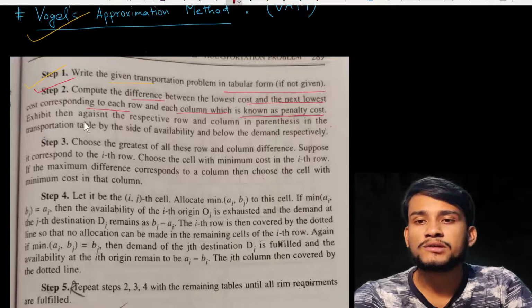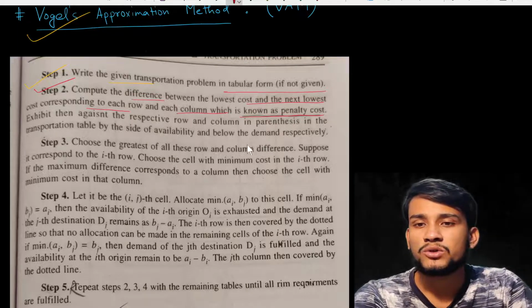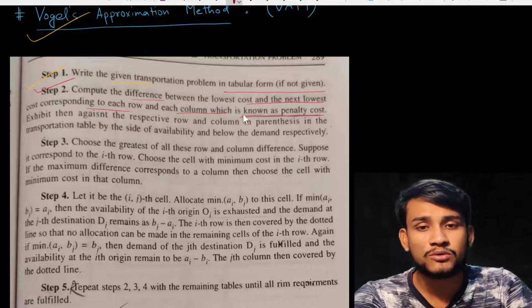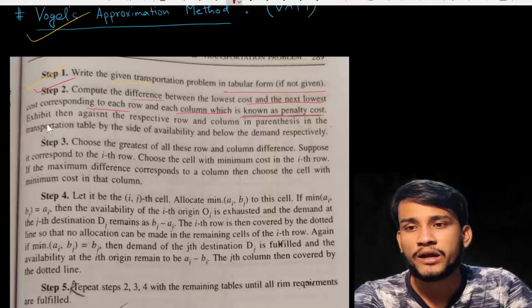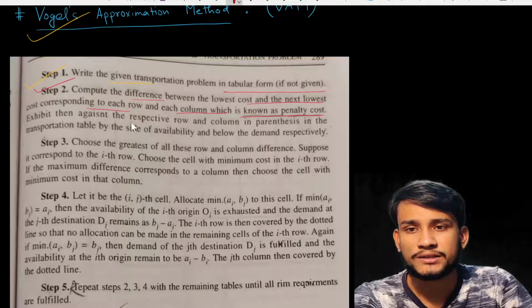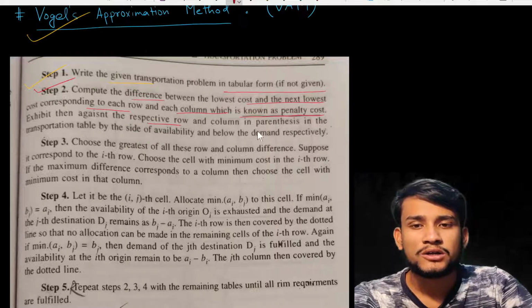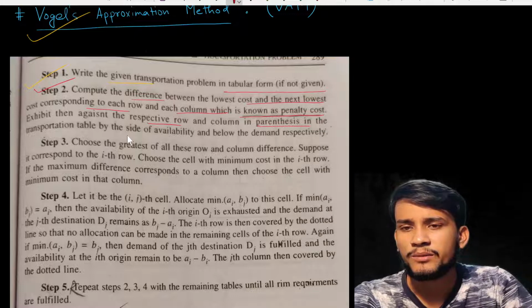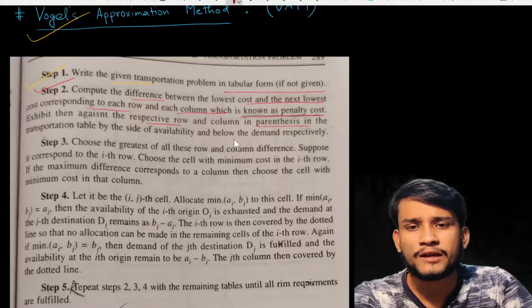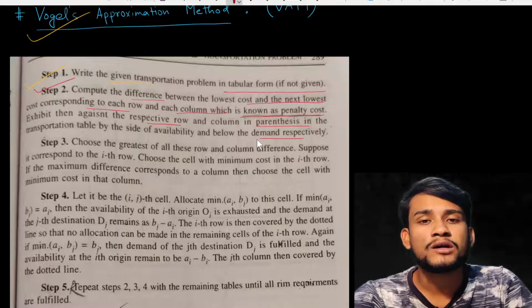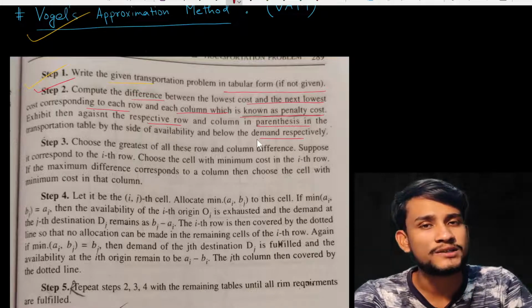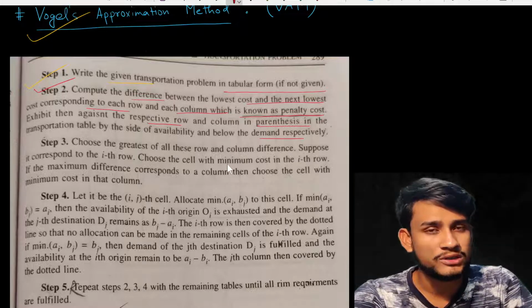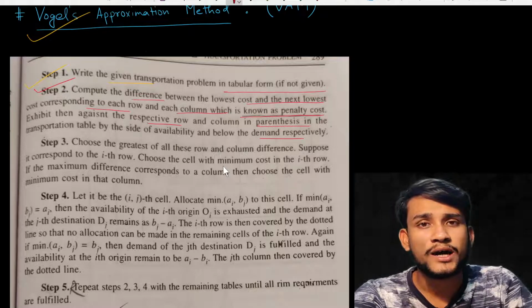Okay, so क्या करना होगा, फर्स्ट टेबुलर फॉर्म में लिखना होगा, देन जो रोज और कॉलम्स हैं उसमें से लोएस्ट कॉस्ट को फाइंड करना होगा एंड सेकेंड लोएस्ट कॉस्ट को फाइंड करना होगा. ओके, and exhibit the next against the respective rows and columns, okay, parentheses in the transportation table by the side of availability and below the demand respectively. दैट मीन्स क्या होगा, ऑल जो कॉलम्स हैं एंड ऑल रोज में यही एक ऑपरेशन अप्लाई करना होगा. दैट इज, जो लोएस्ट कॉस्ट है एंड जो सेकेंड लोएस्ट कॉस्ट है वो हर एक रो एंड हर एक कॉलम में फाइंड करना होगा.